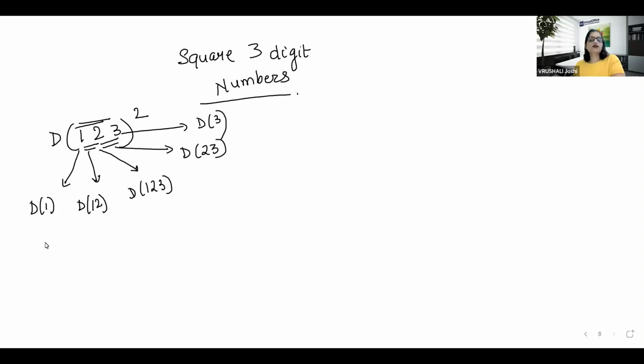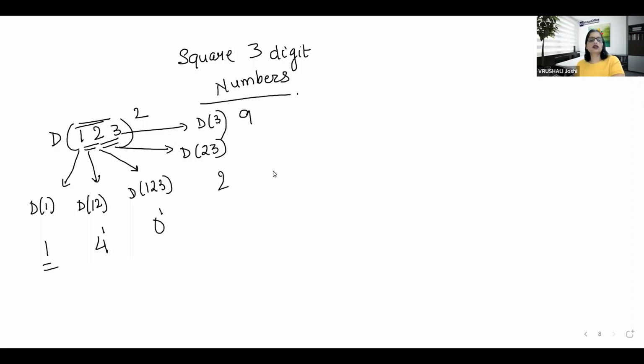So duplex of 1 is 1. Duplex of 12 is 2 1s are 2, double 4. Duplex of 123 will be 3 1s are 3, 3 double 6, and 6 plus 4 is going to give you a 10. Duplex of 23 will give you 2 3s are 6, double 12. And the duplex of 3 is going to give you 9. Now you're not going to do anything, just write the numbers all together.